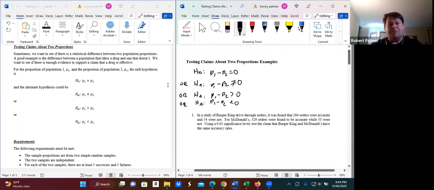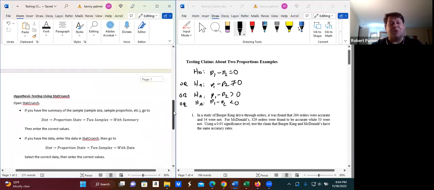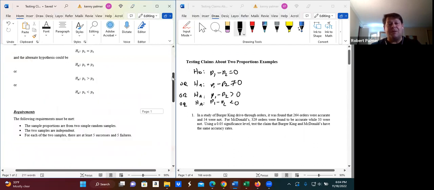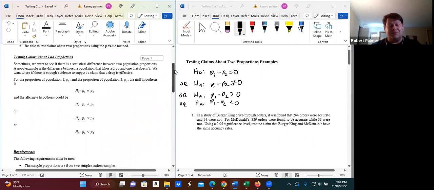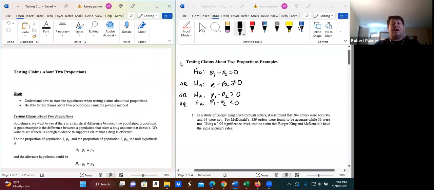So that's the way the hypotheses are set up. We're also going to use StatCrunch, and the method is very similar to what we did before. Go to Stat, Proportion Stats, and go to Two Samples, either with summary, if you have the proportions and sample sizes, or with data, if you have the actual data for two samples. Notice I'm not giving you the test statistic; this is very complicated, so we're going to let computers like StatCrunch or other programs find those test statistics for us.